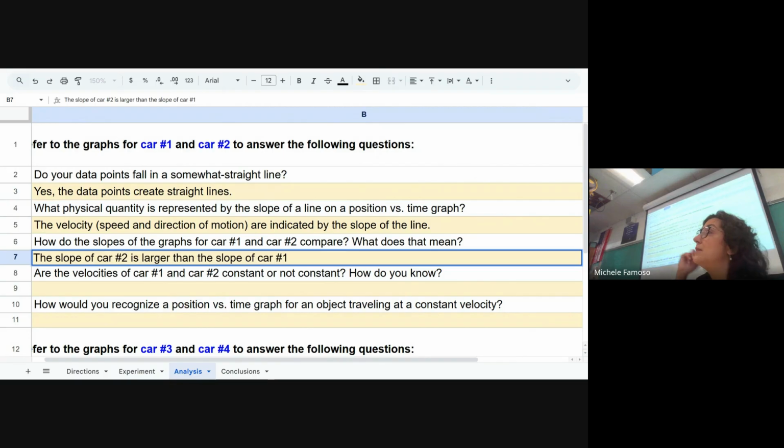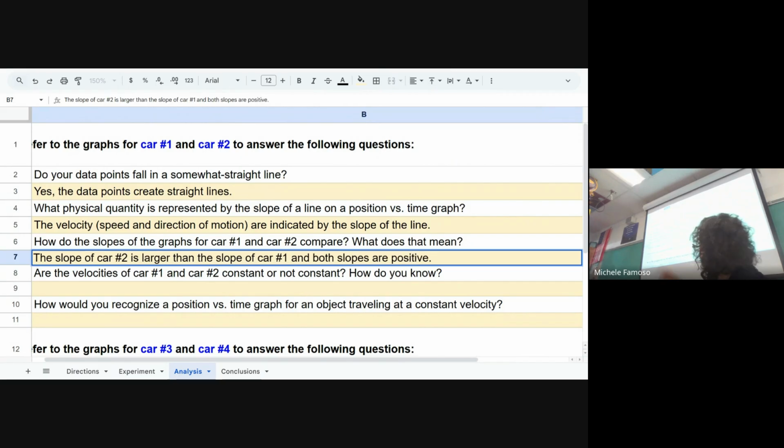All right, well, listen. We just said that the slope of car number 2 is larger than the slope of car 1. But what did we say is the same? Yeah, what did we say it's the same? Okay, so we're going to say the slope of car number 2 is larger than the slope of car number 1, and both slopes are positive.